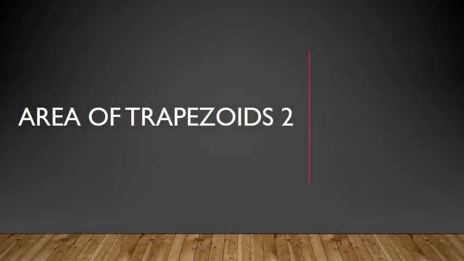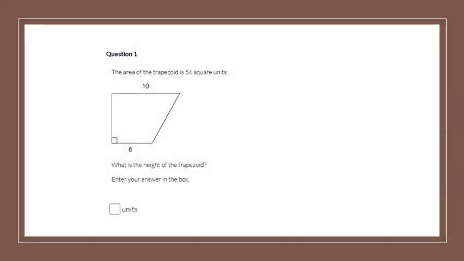This is Miss Sebastian, and we're going to look at area of trapezoids. So the area of a trapezoid is 56 square units. So the first thing I need to do is write my formula.